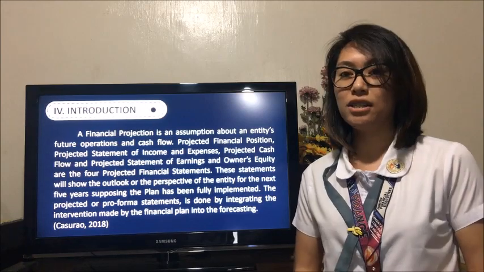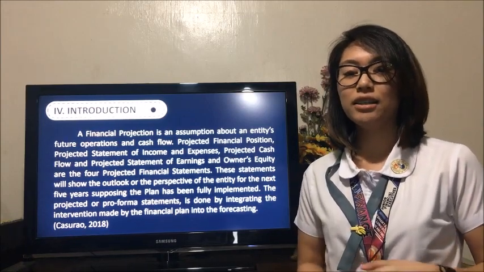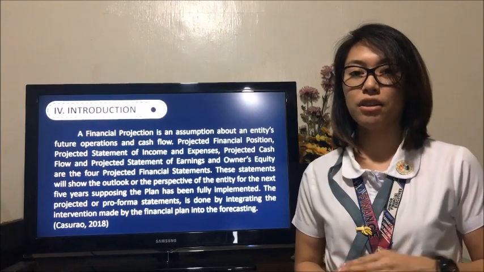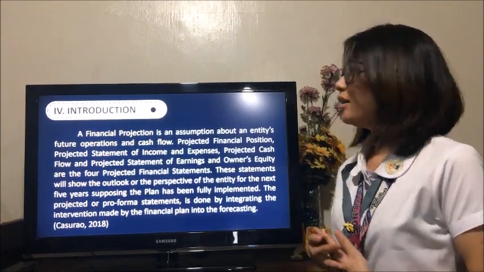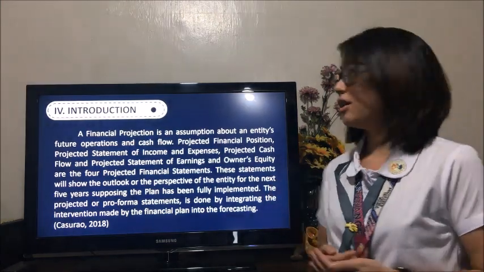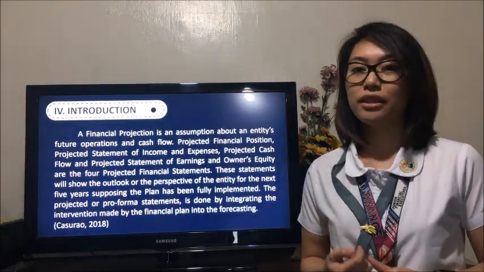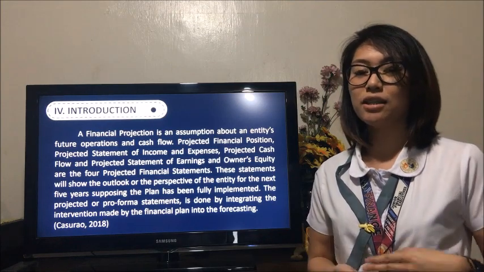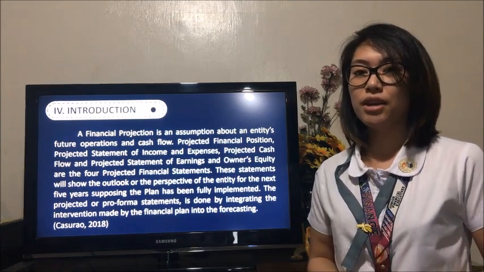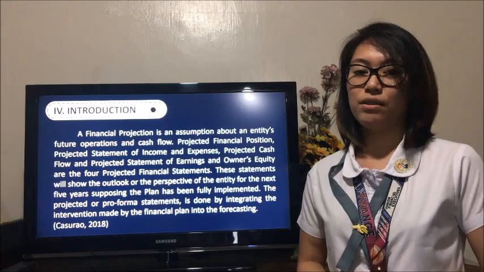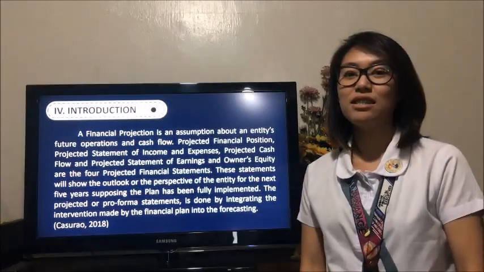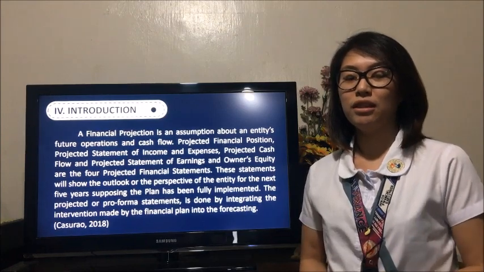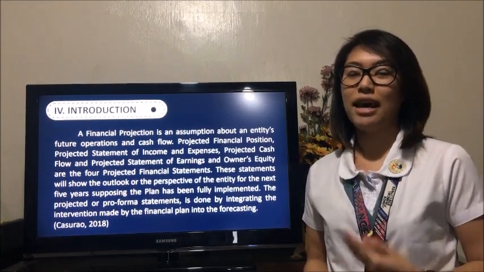Projected financial statements are the detailed description of a company's operations and prospects for the upcoming year. They include the projected financial position, projected income statement, projected cash flow, and lastly, the projected statement of earnings and owner's equity. These statements are important tools to determine the overall performance of the entity.